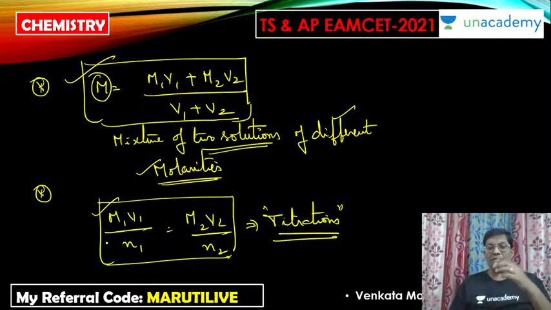Suppose you know the concentration of one solution and you want to calculate the concentration of the other solution, then you have to use this formula, M1V1 by N1 is equal to M2V2 by N2.